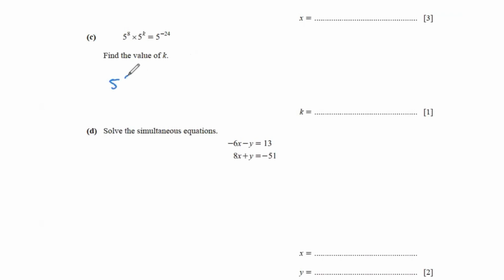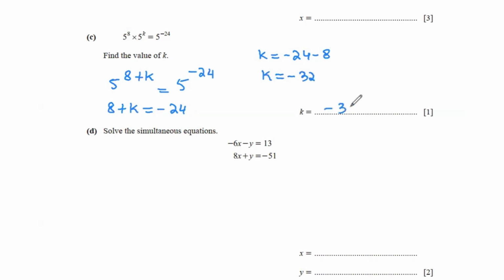So it's going to be 5 to the power of 8 plus k equals 5 to the power of negative 24. Now, as you can see, we have the same base on both sides. So that means the powers are equal. So 8 plus k equals negative 24. k is going to be negative 24 minus 8, which is negative 32. That is your value of k.